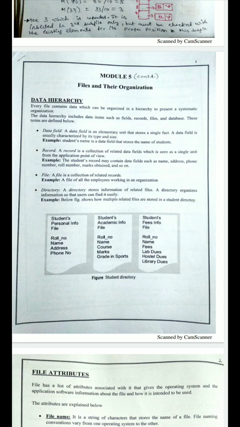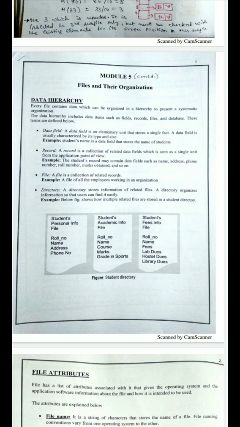Before we move into detail, first we'll see the concept of data hierarchy. As you know, a file is nothing but something that contains data organized in a systematic manner. In the data hierarchy, it mainly includes four things: field, record, files and database. We'll see in detail what we mean by data field.